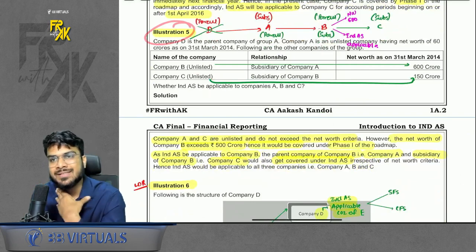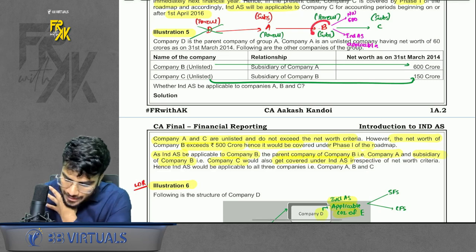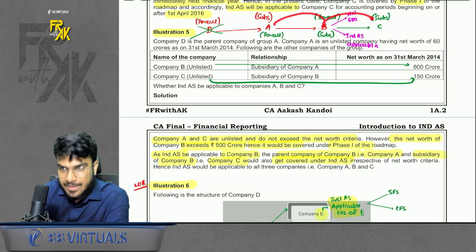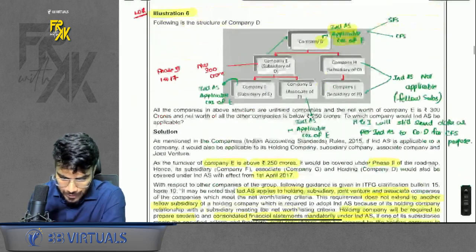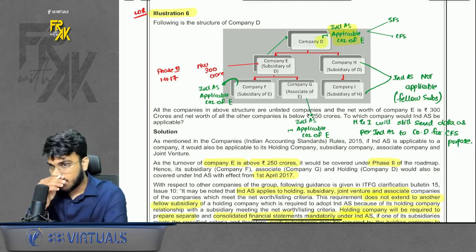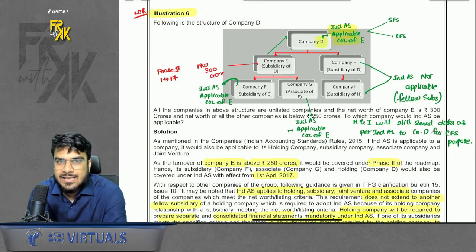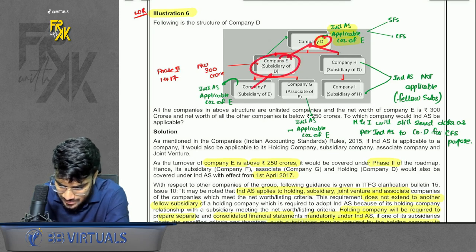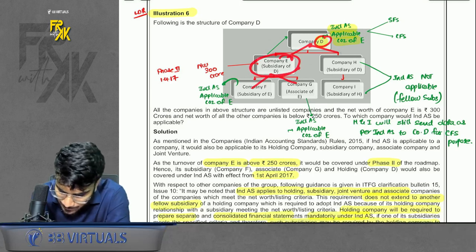Illustration number 5, a very simple question where B to B Ind AS become applicable, so to its parent and to its subsidiary it will also become applicable. Illustration number 6, it was a very simple question where we discussed this question in the example also. You have 2 subsidiaries and this subsidiary has 1 subsidiary, 1 associate. Ind AS become applicable to E.